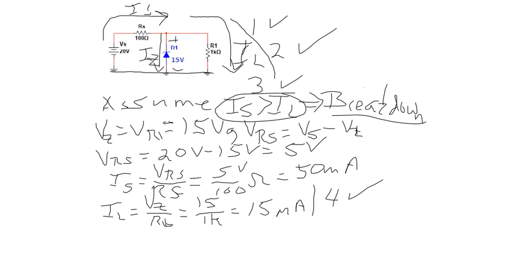Now, I'll do an example in just a second where that's not true. I'll just go ahead and finish this first. I'm just right there at the end here. All that's left to calculate now is the diode current. So that's 50 minus 15.